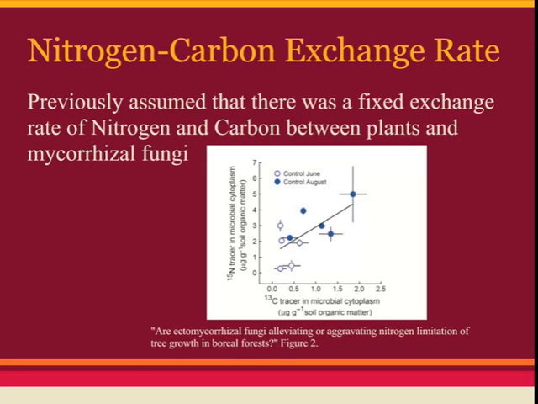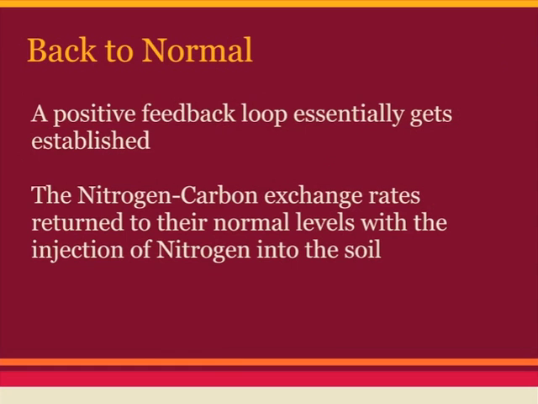As seen in the graph, the more carbon that's supplied to a mycorrhizae fungi, the more nitrogen the fungi withholds, and the release or transfer of this harnessed nitrogen is only given away if the fungi has a surplus of nitrogen. With this, a positive feedback loop essentially gets established that transforms the mutualistic relationship between the plant and mycorrhizae fungi to a parasitic relationship in favor of the fungi. It's important to note that when the soils were artificially injected with nitrogen, exchange rates between plants and fungi returned back to regular predicted levels.